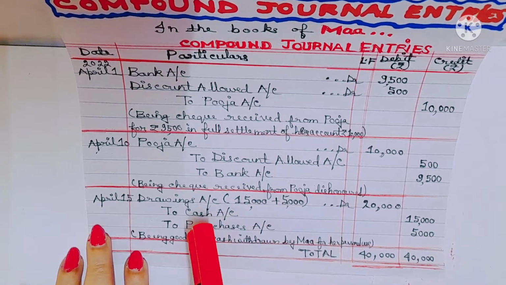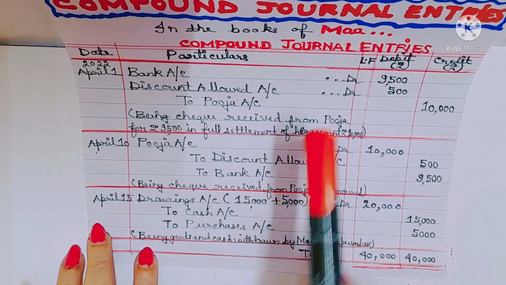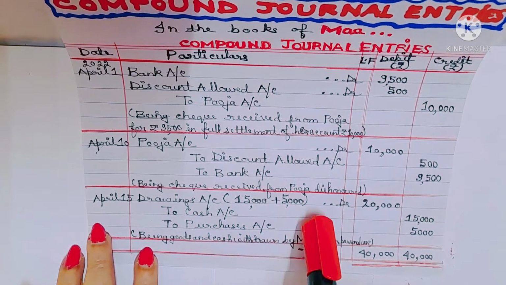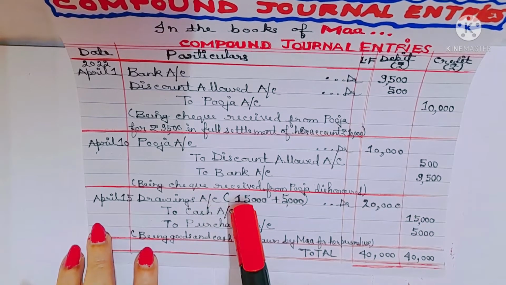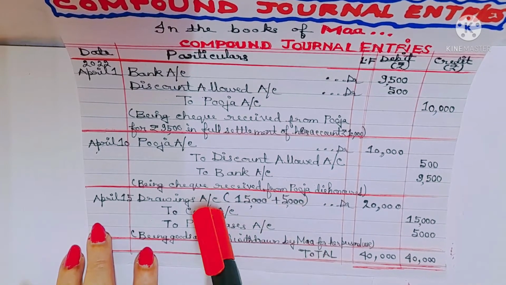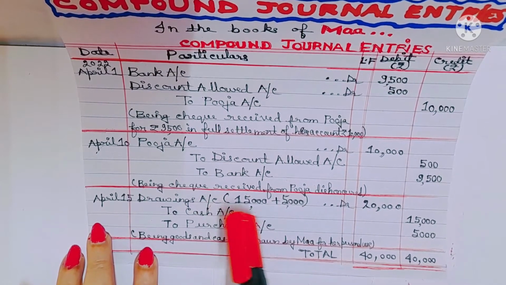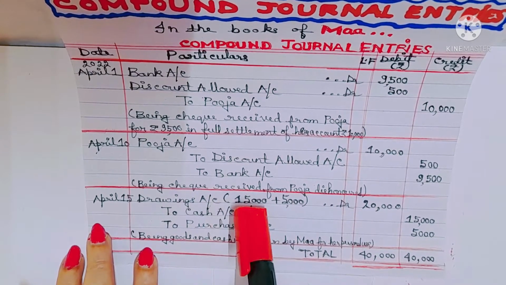Understood? So here, drawings account falls under personal account. When Ma is withdrawing cash and goods for personal use, she is the receiver of goods and cash both. So according to personal account, the receiver of the benefit is debit. That is the reason drawings account is debit.